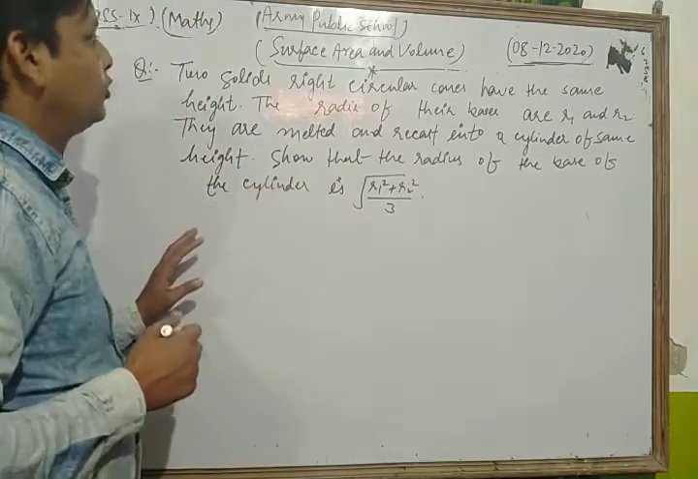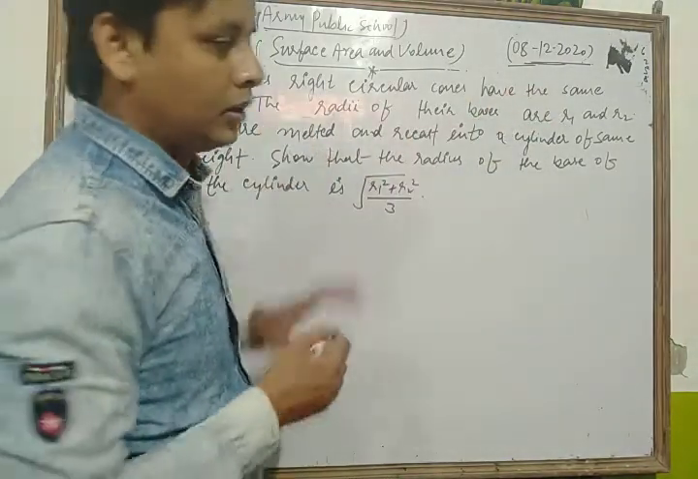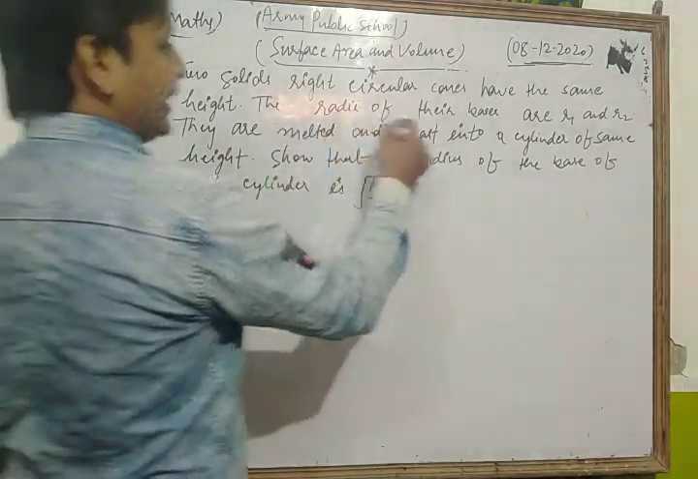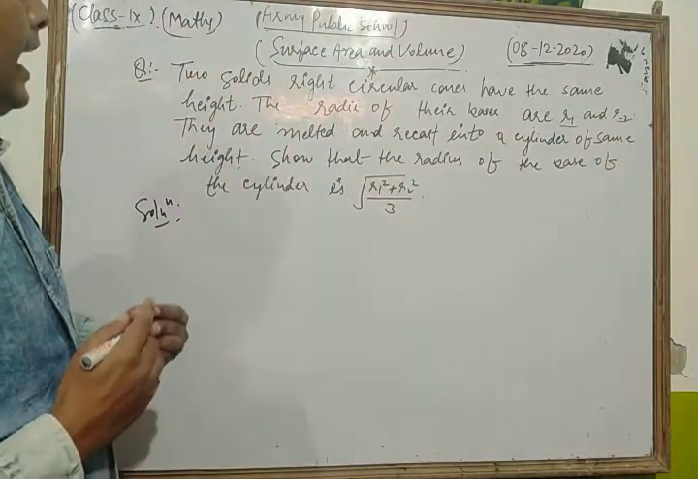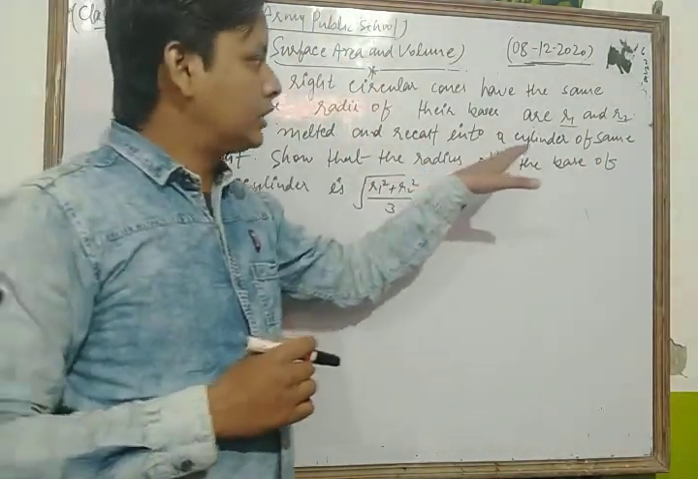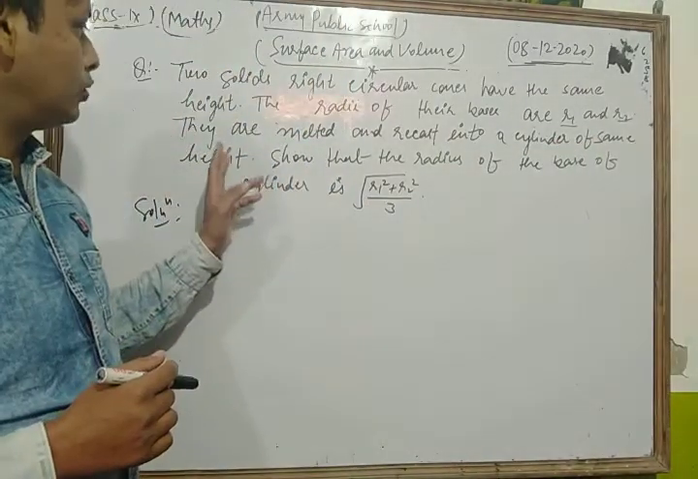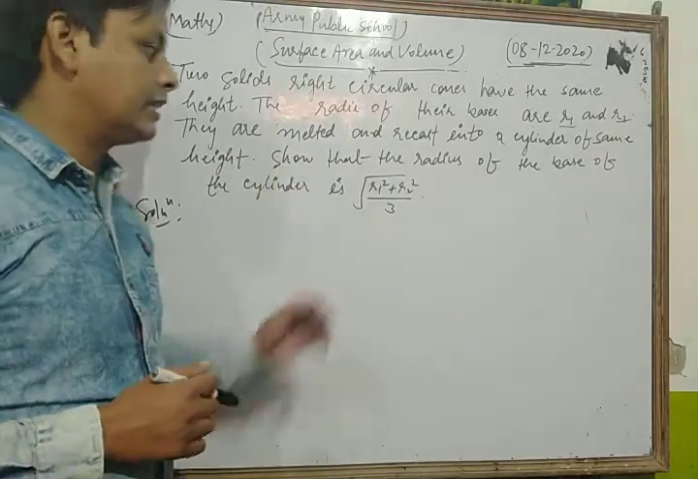This is the question here. Two solid right circular cones have the same height, and the radii of their bases are R1 and R2 respectively. They are melted and recast into a cylinder of the same height. So let's see its solution. Show that the radius of the base of the cylinder is this.